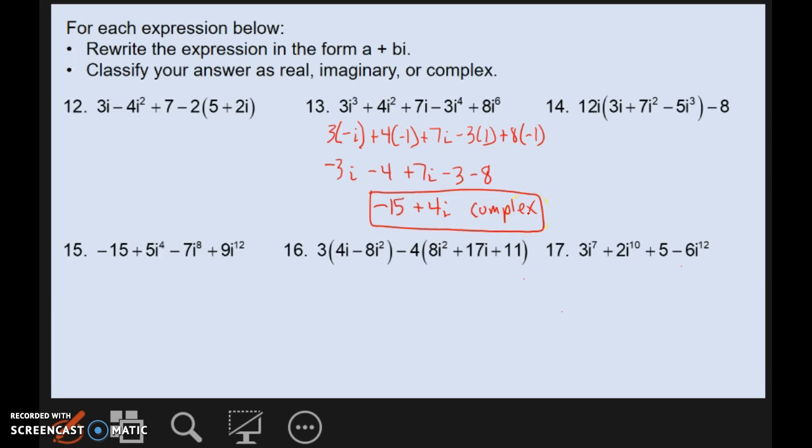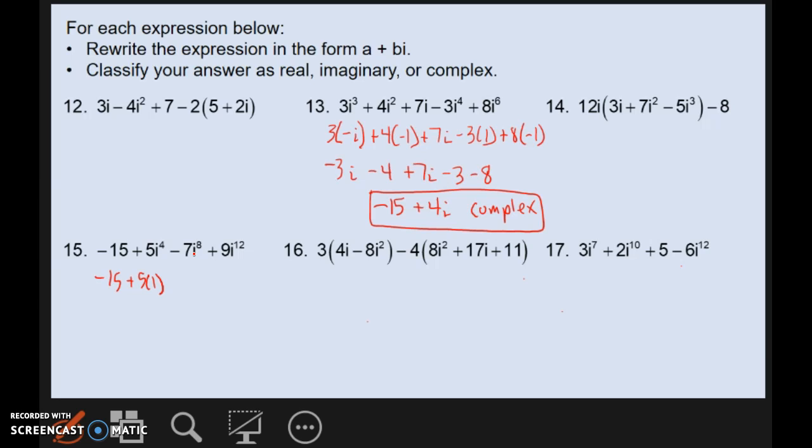So what about a question like number 15? On number 15, we have a lot of different pieces here. We've got a negative 15, 5i to the fourth, negative 7, 8i squared, and 9i to the 12th. The challenge on this one is that our exponents are relatively large. So I'm not going to do anything with that negative 15 yet. i to the fourth, I know that'll become 1.